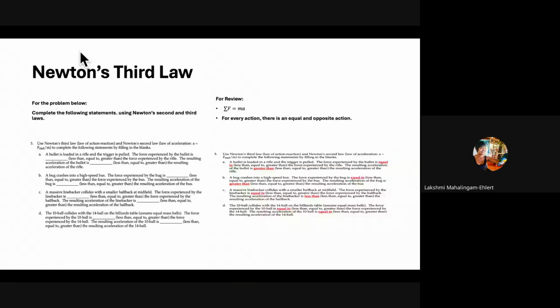So are we talking about the acceleration of the bug after it hits the windshield? Like the impact. Let's say right at the impact. Okay. Does this make sense? Wait, I'm not getting this.